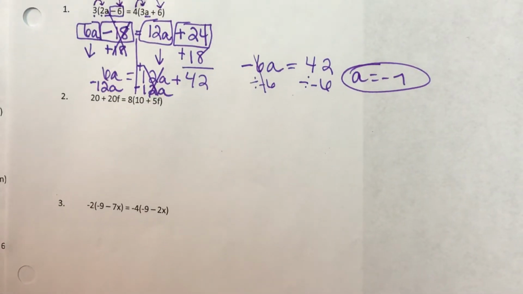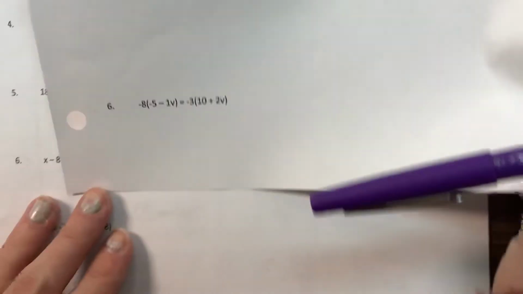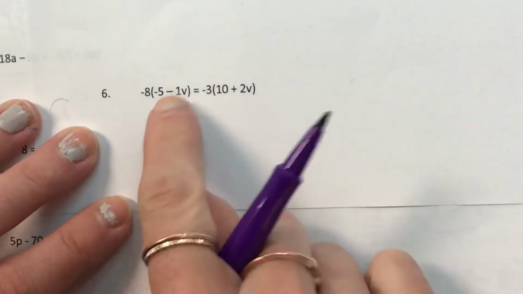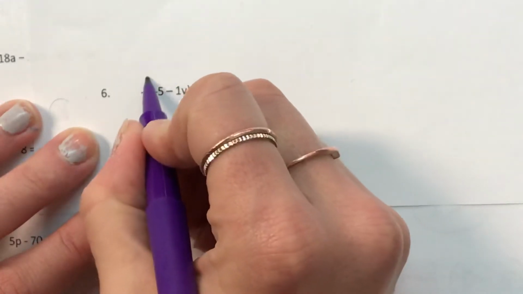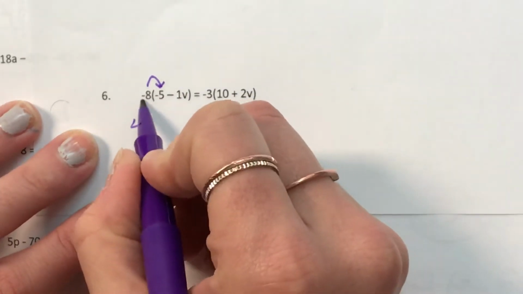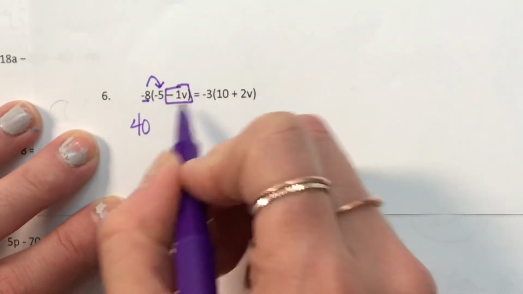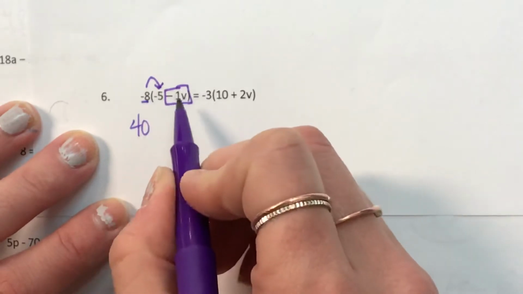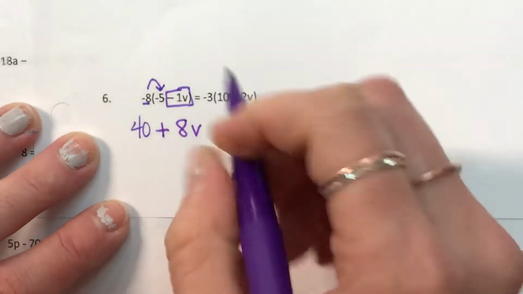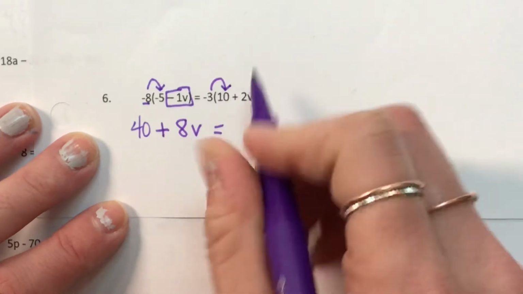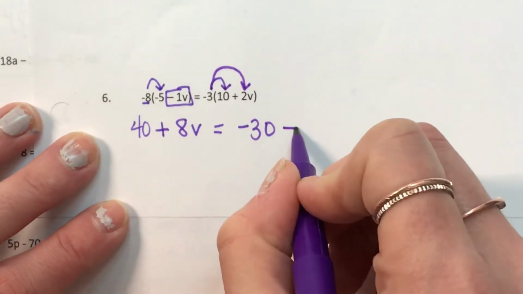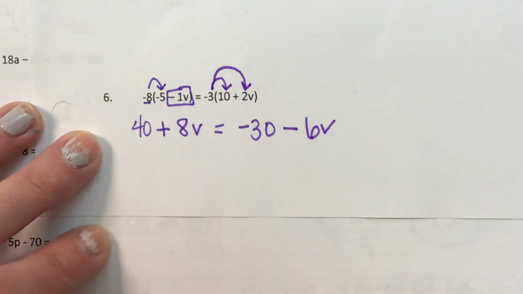I'm going to look at number 6 on these notes. I think this is one that they worked on in class. So again, I've got my number on the outside of the parentheses, so I've got to multiply to simplify this. So negative 8 times negative 5 is a positive 40. Okay, then negative 8 times negative 1. If it helps you to box that whole thing in, then you can surely do that. So negative 8 times negative 1v is positive 8v. So then on the other side, I've got negative 3 times 10, that's negative 30. Negative 3 times positive 2 is negative 6, and that had a variable, so I'm going to put the v.